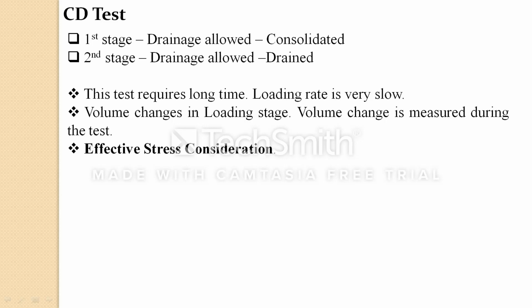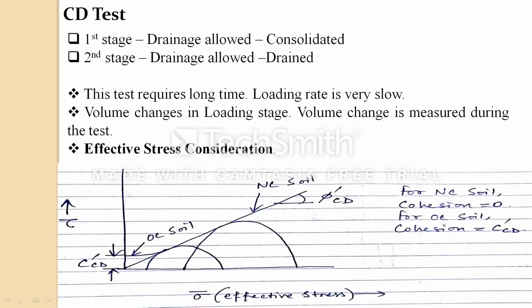Now the result should be like this. In this case, we can say for the NC type of soil, the failure envelope is passing through the origin. That means whatever may be the soil sample, in the CD conditions, in the consolidated drained conditions, the failure envelope will pass through the origin for a normally consolidated soil. If it is over consolidated soil, then we'll have some value of C. In this test, we have defined C as C dash CD, CD meaning consolidated drained. This is for over consolidated soil.